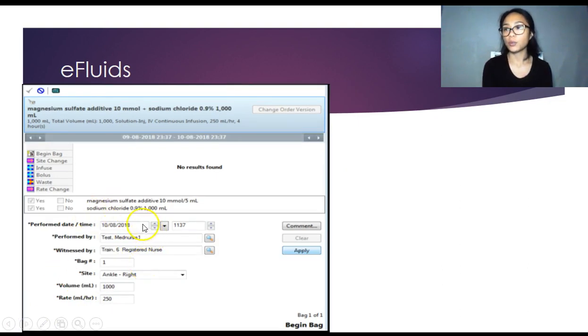And this will show you one that's already filled out. So you have the date, the time that it started. You place in the time that it started. It's not prescribed to start at that time. Your name here. The person who's witnessed it and checked the bag and checked the expiry and checked the prescription, what number bag it is, the site, the volume, and the rate.